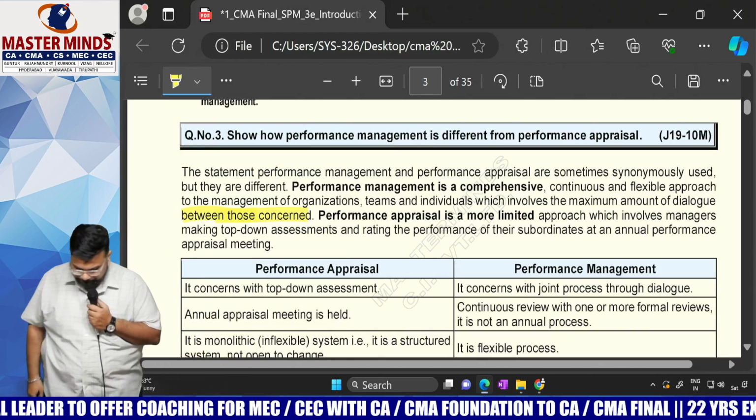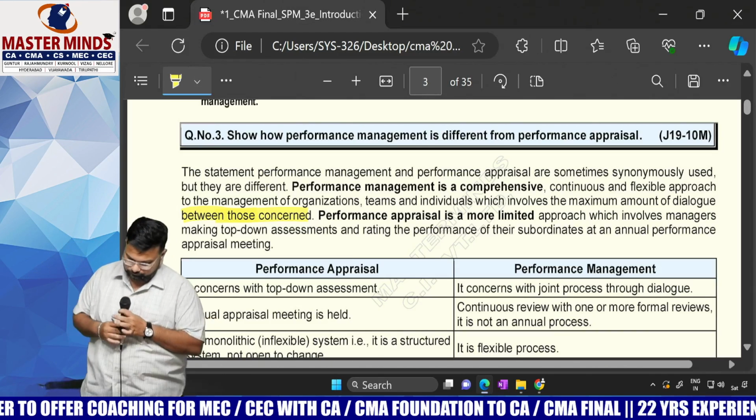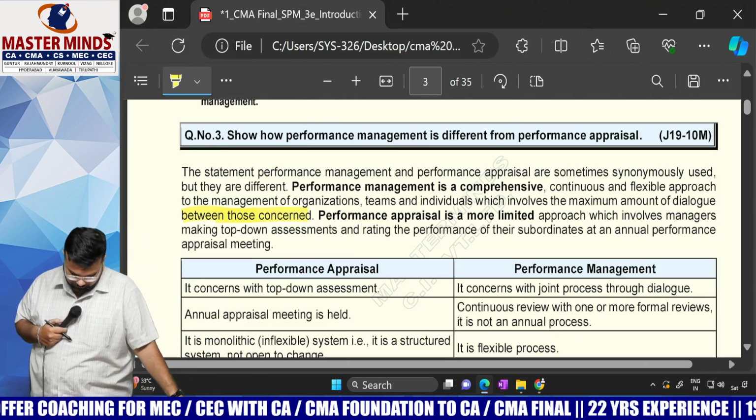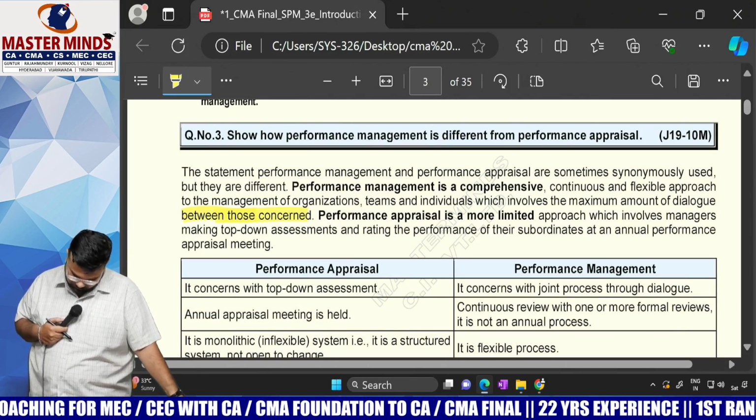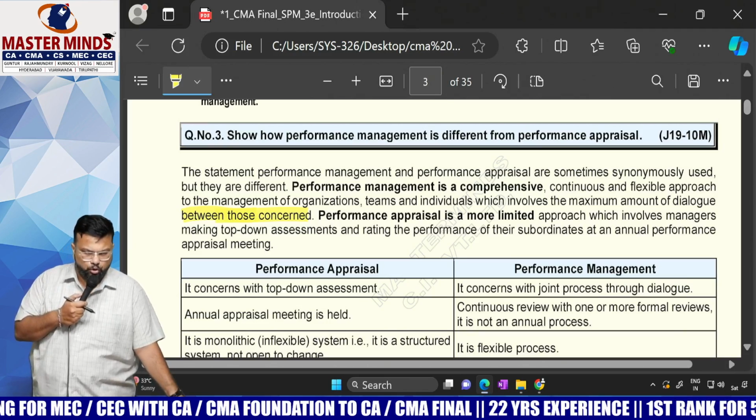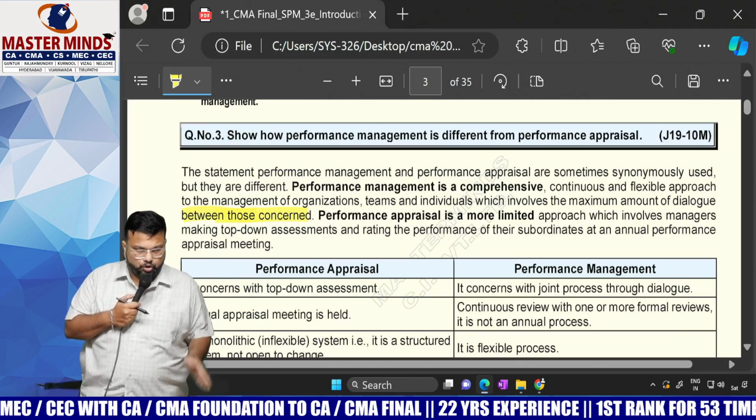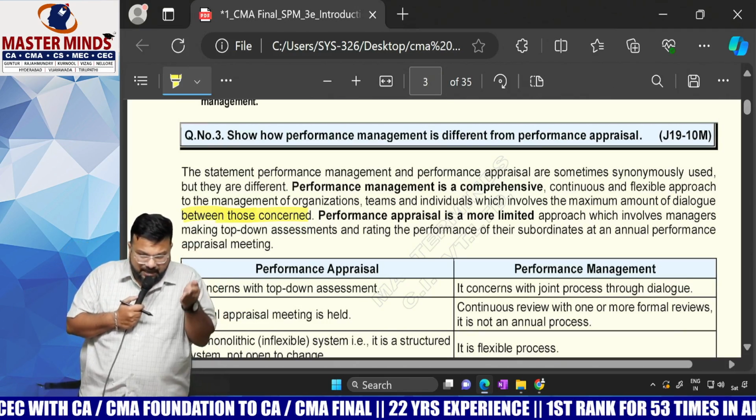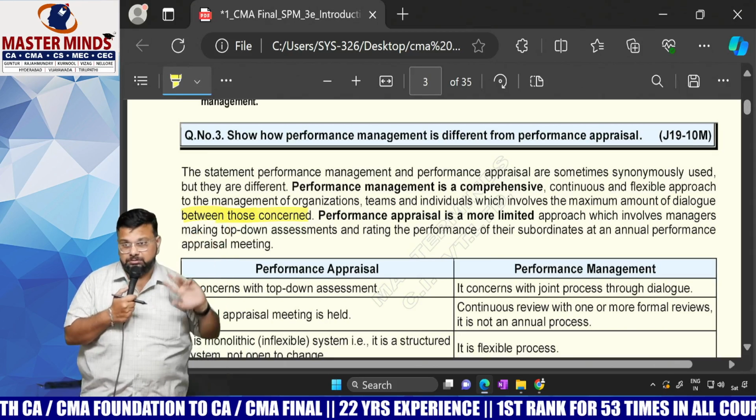Next, Nana. Performance appraisal is a more limited approach which involves managers making top-down assessments. Top-down assessment. That means who will be assessing whom? A superior will be assessing a subordinate, not the other way around.